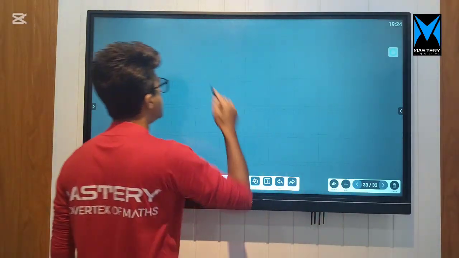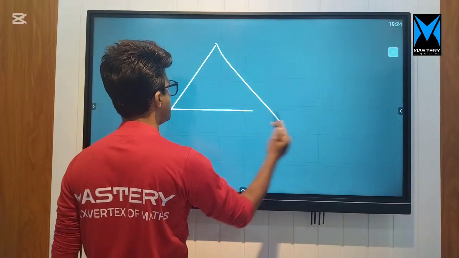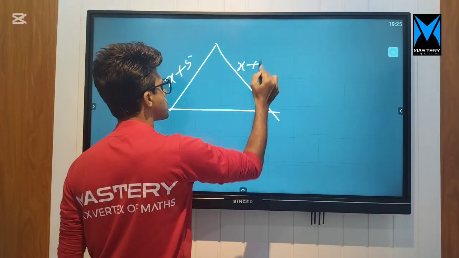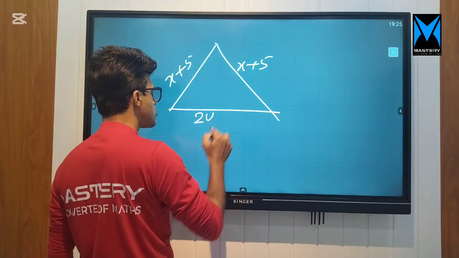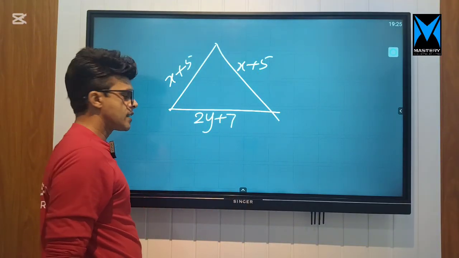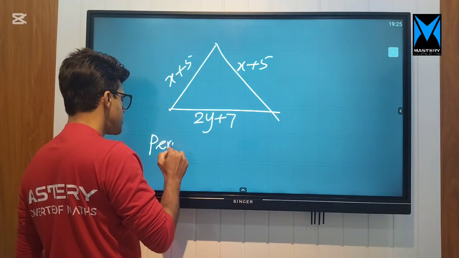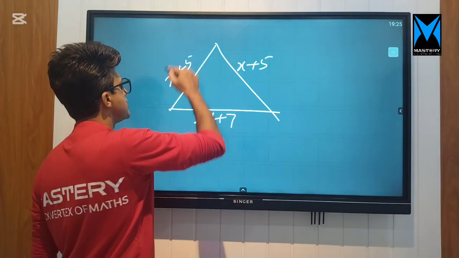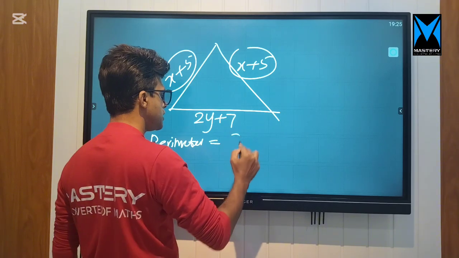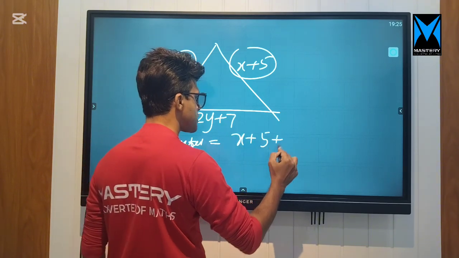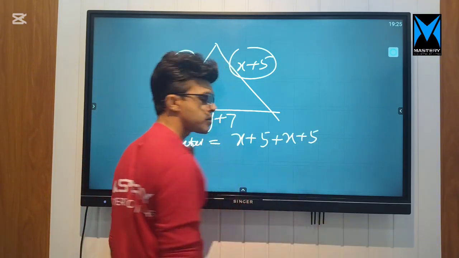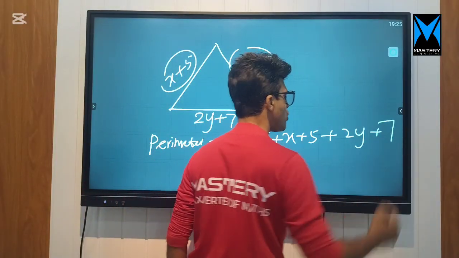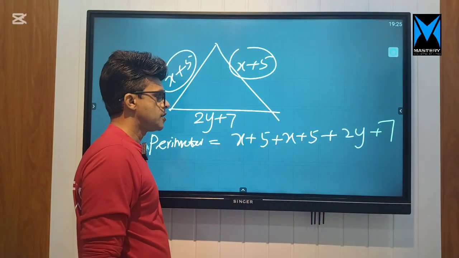How do you find the perimeter of this triangle? X plus 5, this side also x plus 5. This is 2y plus 7. How do we get the perimeter of this one? Yes, you are able to add these unknown terms separately. Here x plus 5, here x plus 5, then x plus 5 plus x plus 5, or x plus 5 times 2. Then 2y plus 7. Now you could add these like terms first.